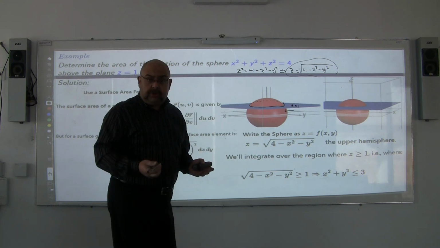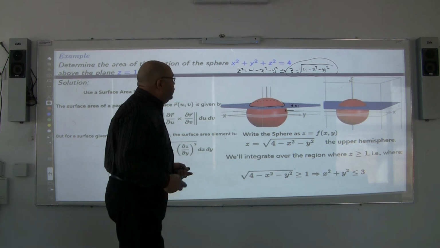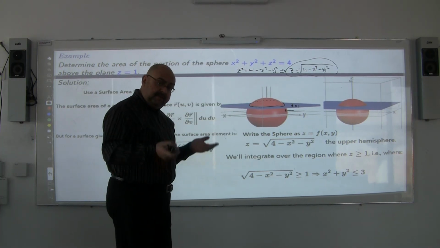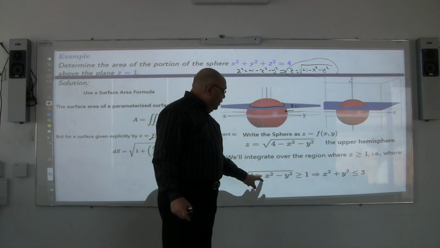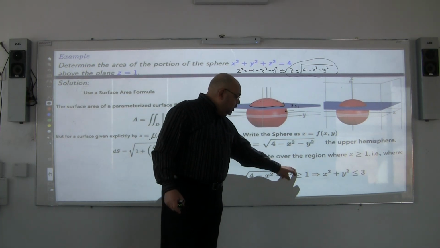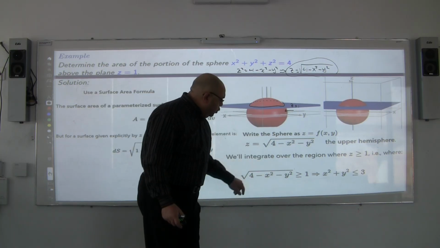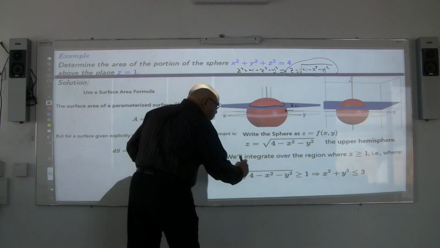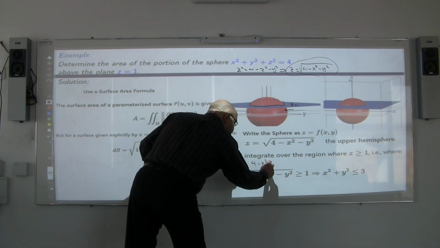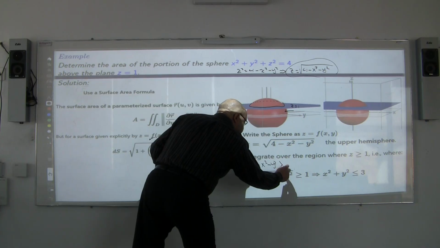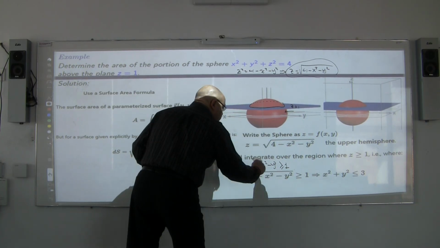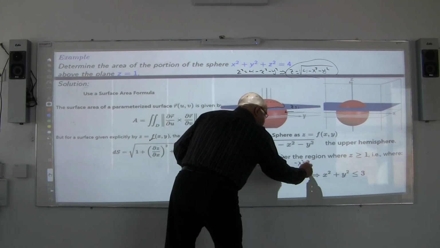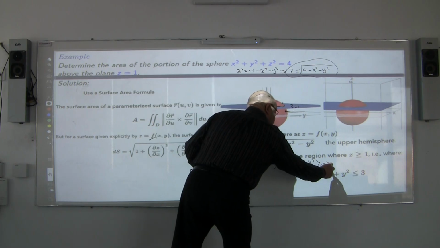In order to do this, it's very simple. All I have to do is replace z by the value 1, or greater than or equal to 1, which is the part above. So it's going to be the square root of 4 minus x squared minus y squared, which is greater than or equal to 1. Just squaring both sides, I will do it step by step for you. It's going to be 4 minus x squared minus y squared, which is greater than or equal to positive 1. Just moving the 4 to the other side, then I will have negative x squared minus y squared is greater than or equal to negative 3.